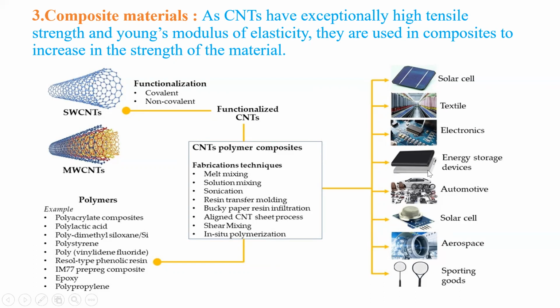So here there are a variety of applications like solar cell, textile, electronics, energy storage devices, automotive. So it increases the strength and decreases the weight, thereby increasing the overall efficiency of automotives or spacecrafts as well, and aerospace, like I said, and sporting goods. So these are different things with polymer composites.